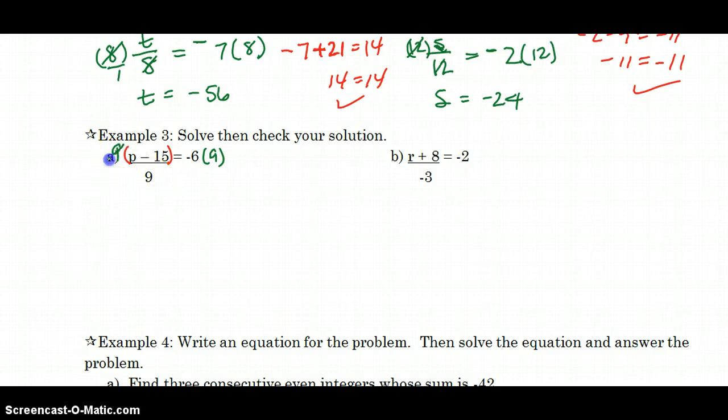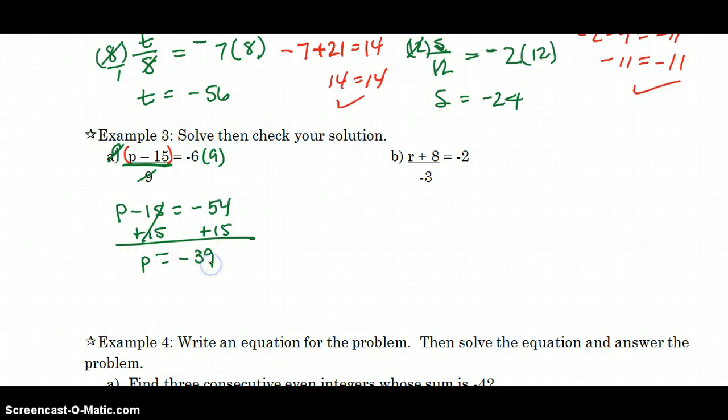When I multiply both sides by 9, now I have p minus 15, unbound by that division bar. Remember, that's a grouping symbol. Equals negative 54. Now I can add 15 to isolate my p. And p equals negative 39. And we'll check. Negative 39 minus 15 divided by 9. Does that give us negative 6? Negative 54 divided by 9 is negative 6.